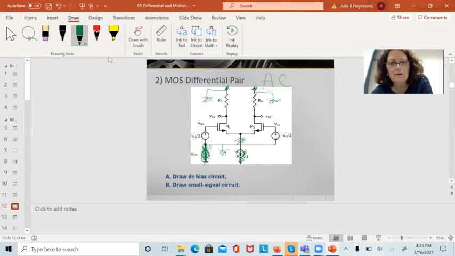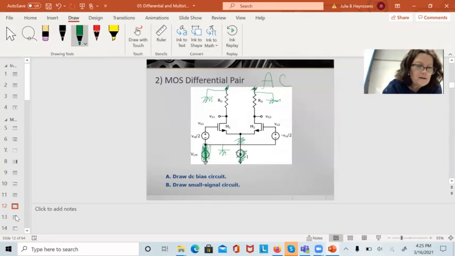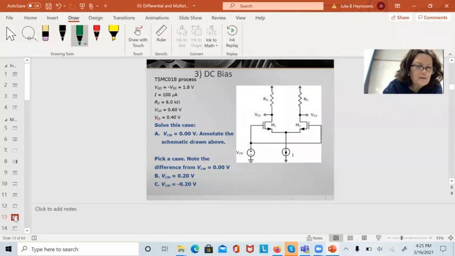So there is my circuit right there. Do I have a better picture of this on the next slide? I certainly hope so. Yeah, well, that's the DC bias circuit redrawn neatly.